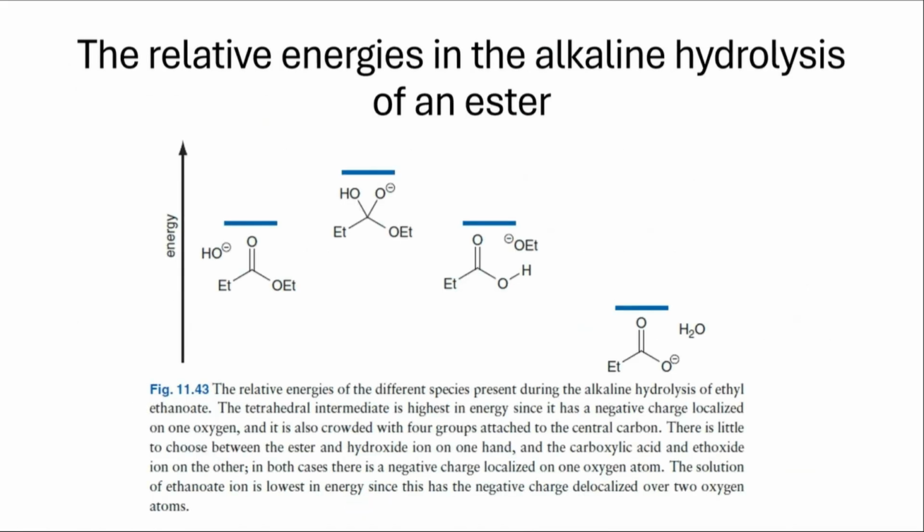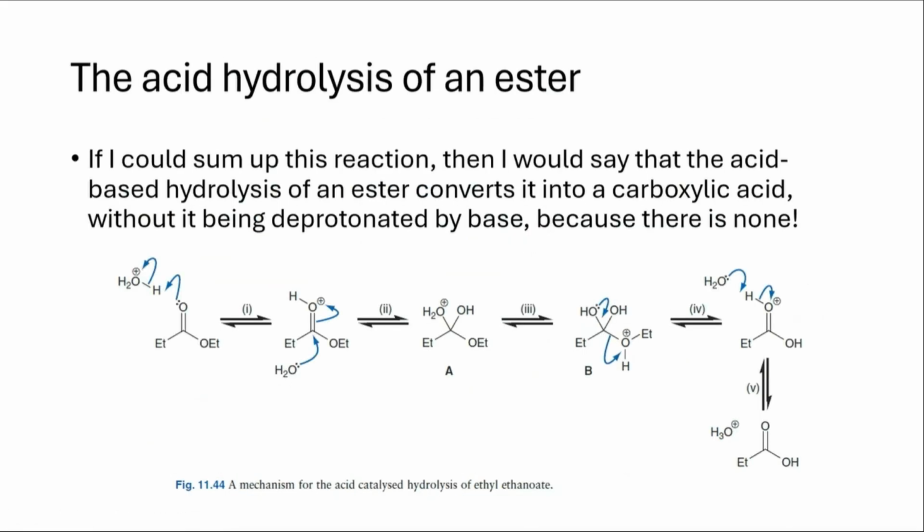And right here are our relative energies for the alkaline hydrolysis of an ester. So you can see that in the end, this carboxylate ion is at a much lower energy than this original ester in basic solution. And this tetrahedral intermediate right here is highest in energy. Next, I want to focus on the acid hydrolysis of an ester. So, if I can sum up this reaction, then I'll say that the acid hydrolysis of an ester will convert it into a carboxylic acid.